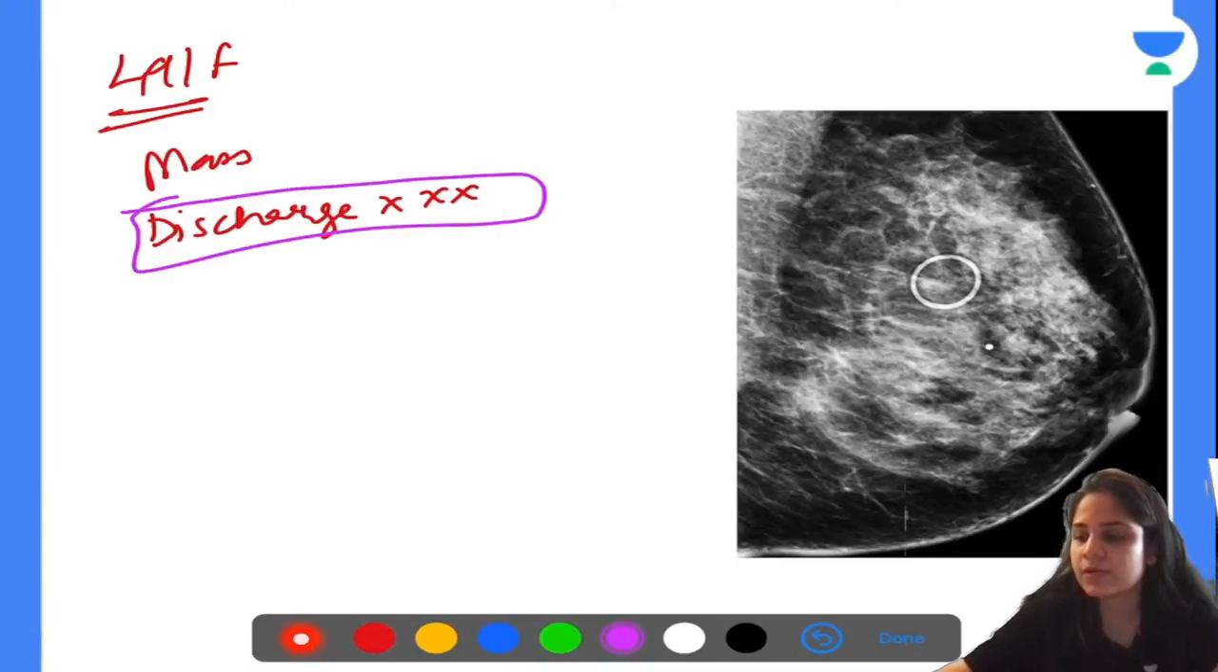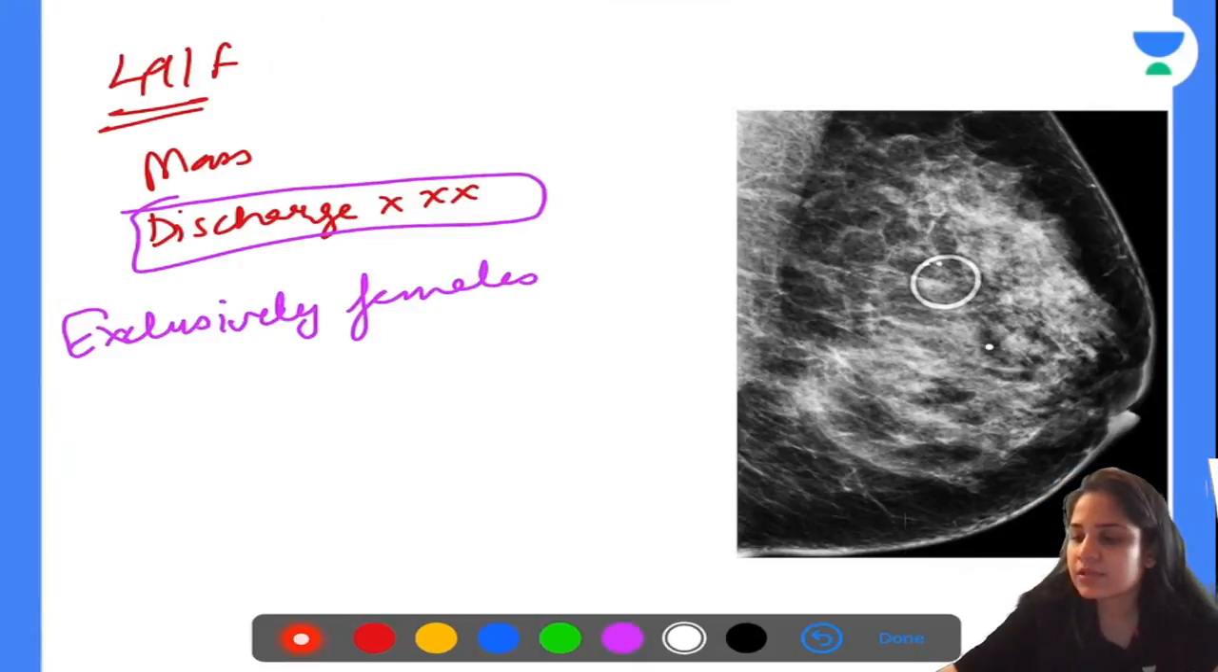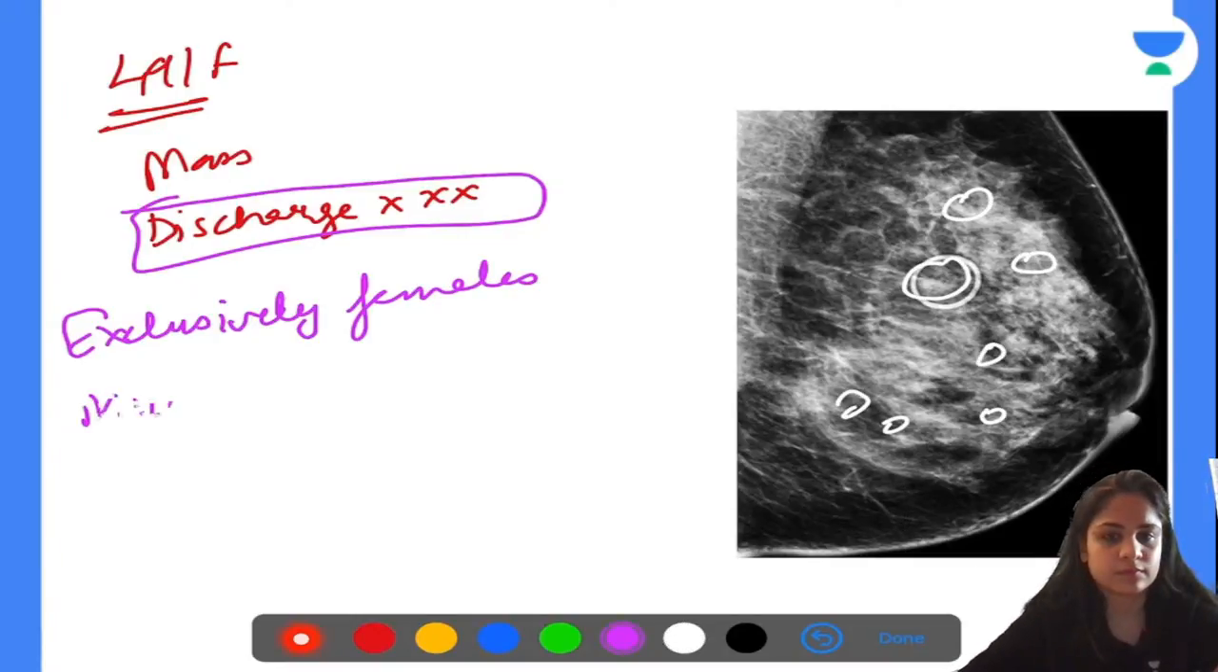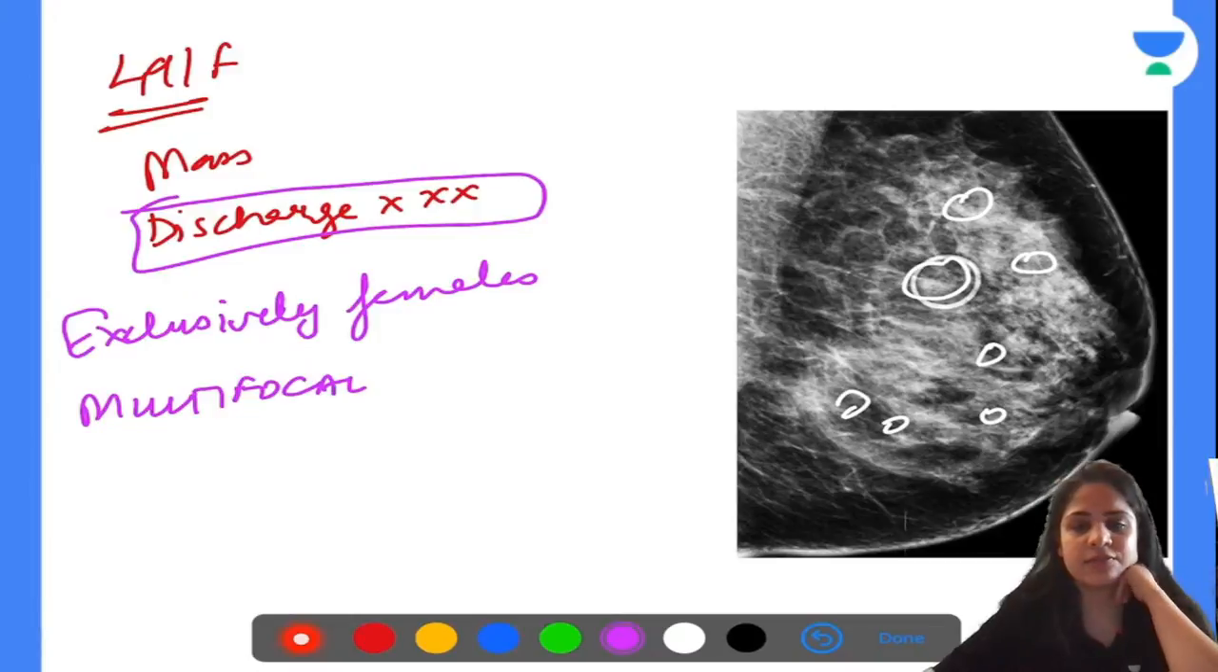So when you do the mammography, this is the picture that you see. There is multifocal involvement. There is multifocal involvement. Okay. So what is this patient suffering from? So mass is present, discharge is absent, exclusively seen in females and multifocal involvement. So here, what is the diagnosis? Microcalcification, yes, but what type of malignancy is this?